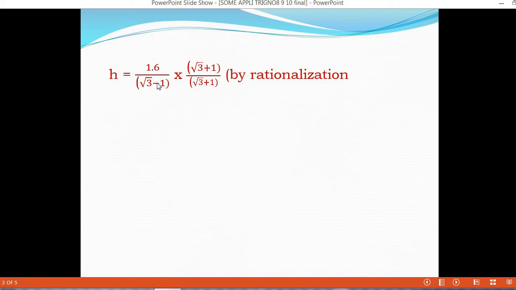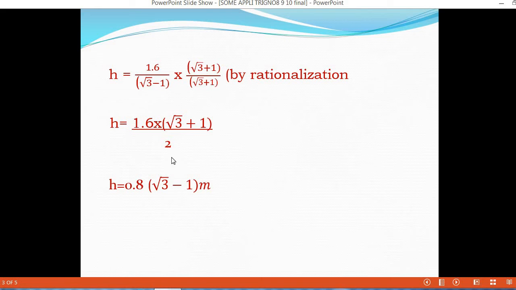Rationalize the denominator. Multiply root 3 minus 1 by root 3 plus 1 divided by root 3 plus 1. We are making the denominator rational. Therefore H is equal to 1.6 into the numerator root 3 plus 1 as it is. The denominator is in the form of A plus B into A minus B, so root 3 square minus 1 square, the square root and square will get cancelled. 3 minus 1 is 2.